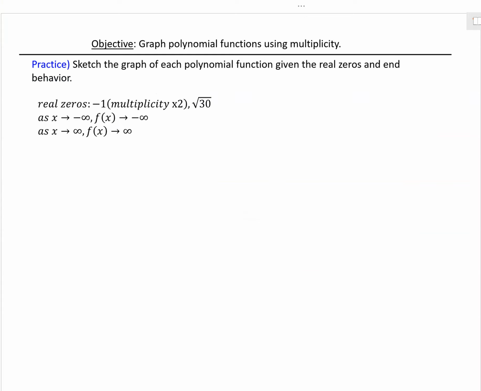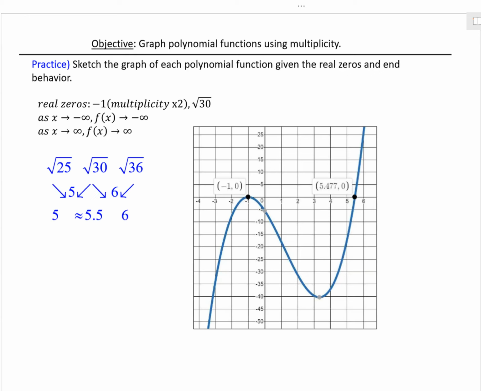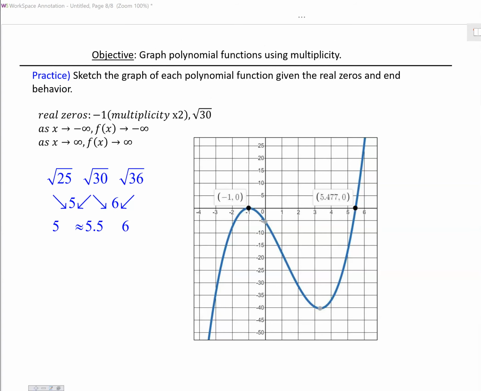All right, let's take a look at this result. So here on this one, we have to estimate the square root of 30. And square root of 30 would be between square root of 25 and square root of 36, which are 5 and 6. And the difference between 30 and 25 is 5, and the difference between 36 and 30 is 6. So that makes it pretty close to the middle. So a good estimate would be 5.4 or 5.5. Either one should be good enough.